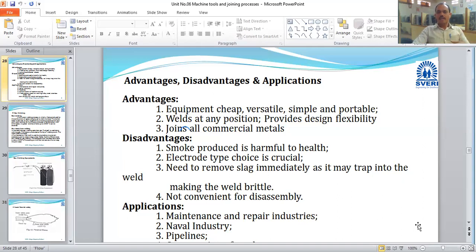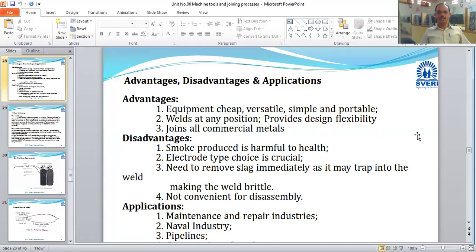Then it welds at any position. It means it is not necessary that the object should be flat, or vertical or something. It can be welded at any angle. Okay, so it provides design flexibility. Then it joins all commercial metals. It means whatever metals are generally available, all those metals can be joined with this welding.